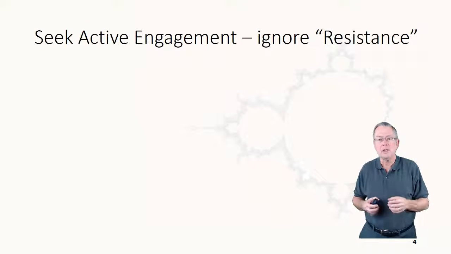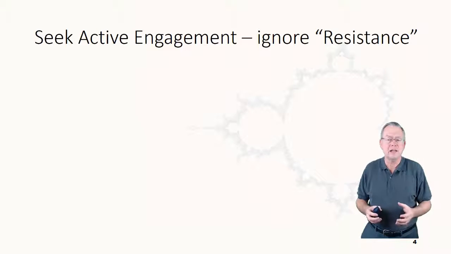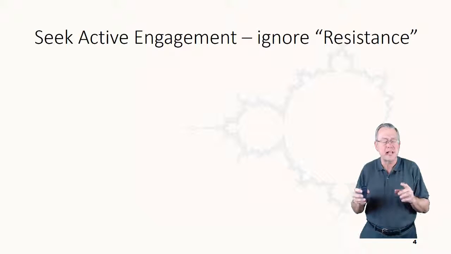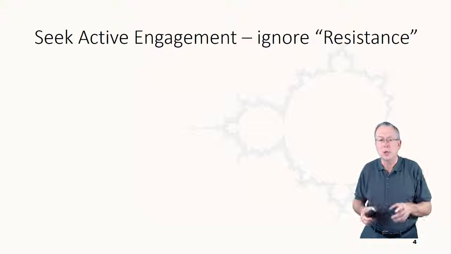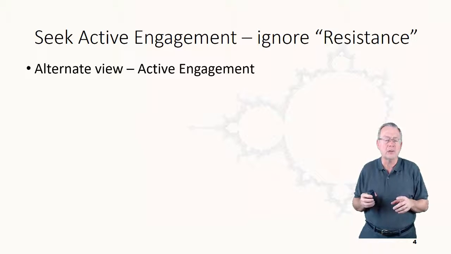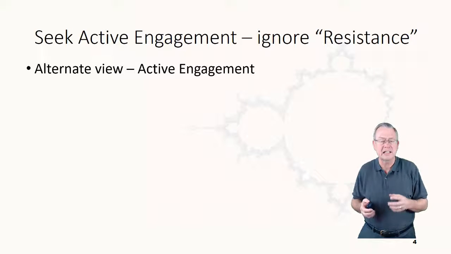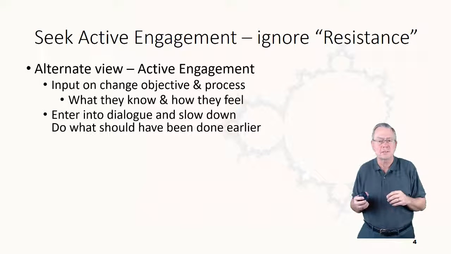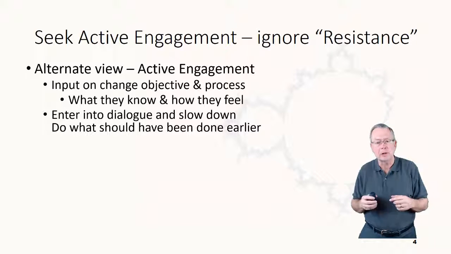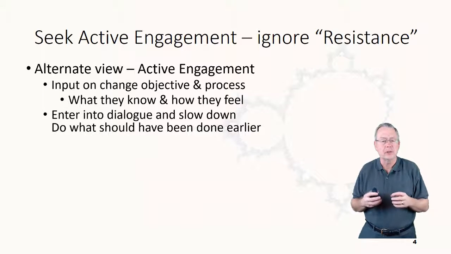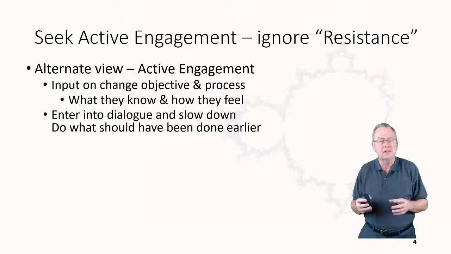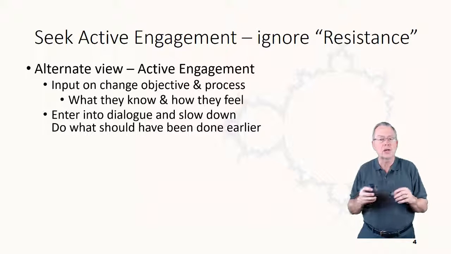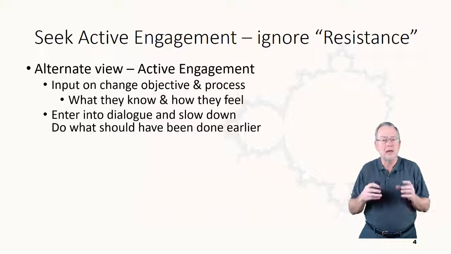So we're going to try to seek active engagement while ignoring resistance per se, because the resistance is how we interpret it, not necessarily what it is. So moving on, let's talk about the alternative point of view, the active engagement. This is an input on the change objective in the process. What they know and how they feel about it being brought into the change itself, and we enter into a dialogue. This is the slowing down early to go fast later. Doing early on what, if you don't do, you'll have to do later.